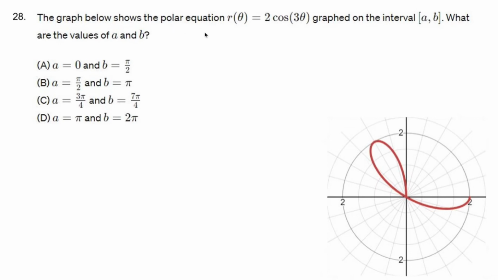The graph below shows the polar equation r of theta equals 2 cos 3 theta graphed on the interval AB. What are the values of A and B? All right, so obviously I don't have the whole picture.